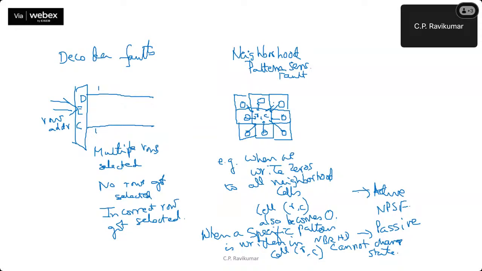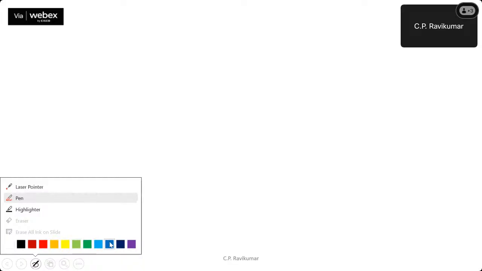And the last thing is the neighborhood pattern sensitive faults, right? So this is about SRAMs. In DRAMs, which are not very common, I think I already mentioned to you that embedded DRAMs are very rare. Okay, people do embed DRAMs, but it's not very common.